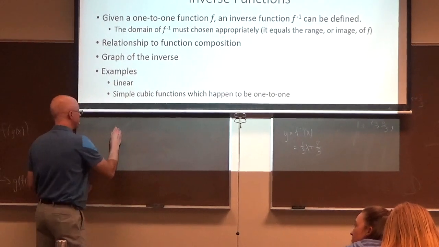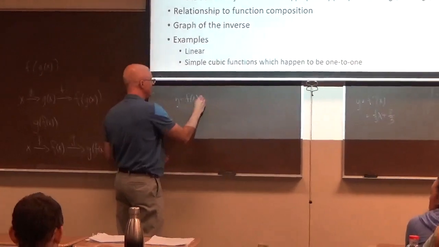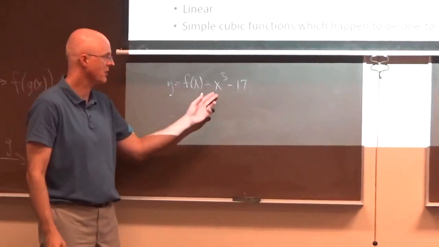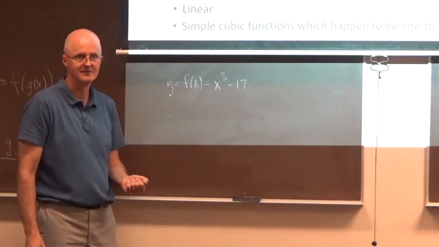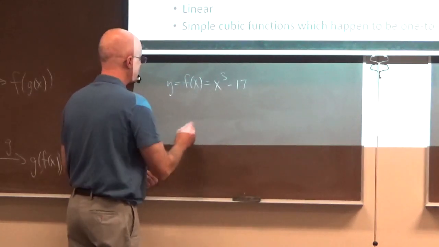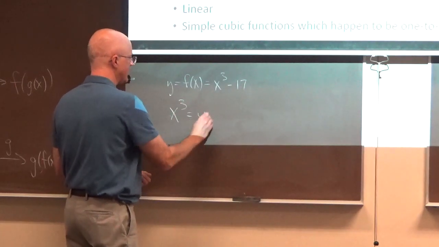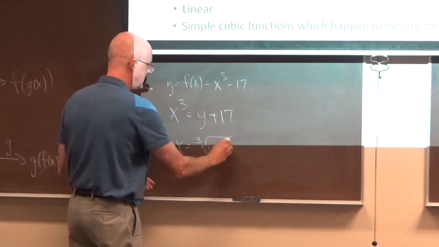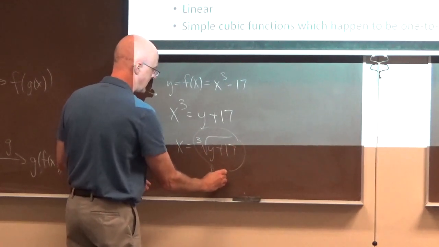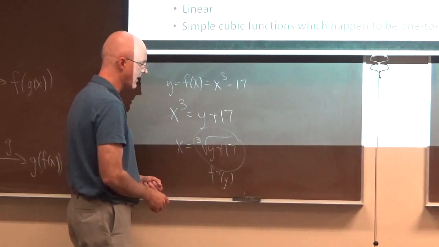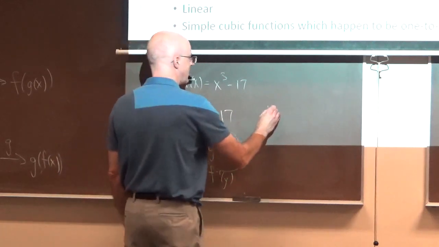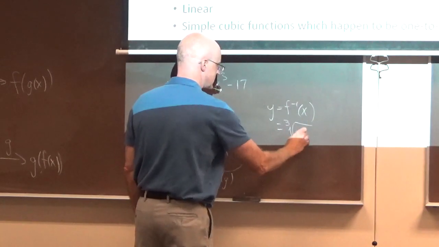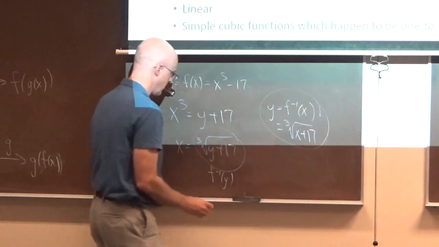But if your cubic is simple enough, like f of x equals x cubed minus 17 or something, a cubic term plus a constant, then it's doable. Add 17 to both sides, you'll get x cubed equals y plus 17. Then take the cube root of both sides. x is the cube root of y plus 17. You could call that f inverse of y if you like, or you could swap the variables since they don't mean anything. You could say y equals f inverse of x is cube root of x plus 17. Either answer is okay as far as the formula goes.